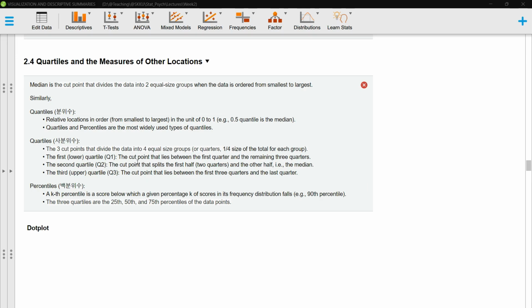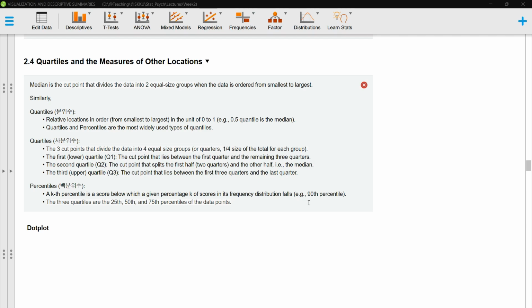Okay. And what about the percentiles? When we talk about the percentiles, we imagine that we have 100 equal-sized groups of the values. A kth percentile is a score below which a given percentage k of scores in its frequency distribution falls. For example, the 90th percentile is a score below which 90% of scores in its frequency distribution fall.